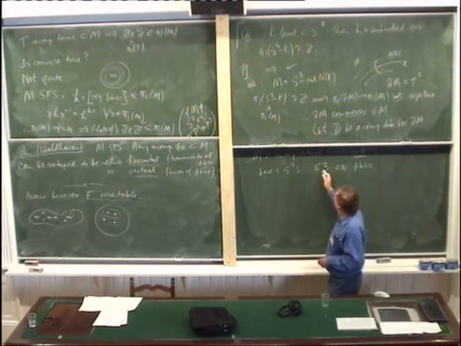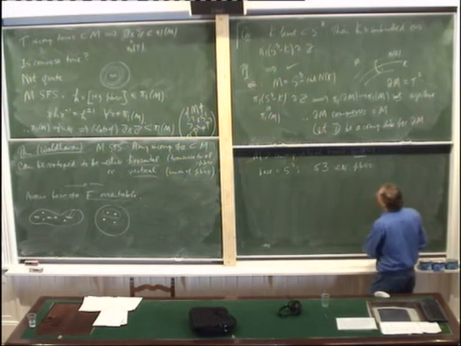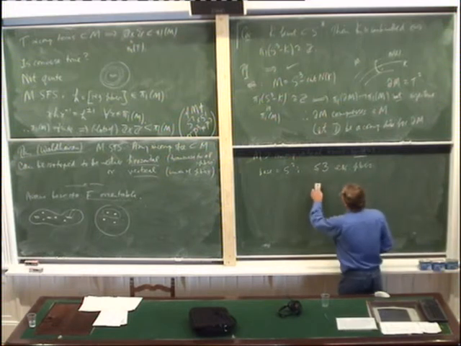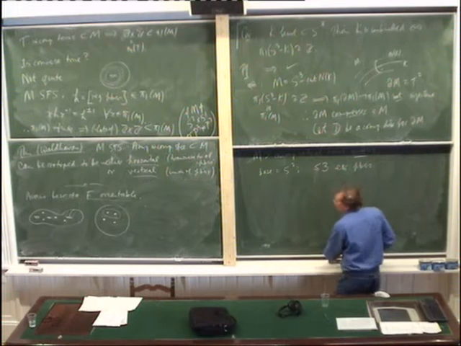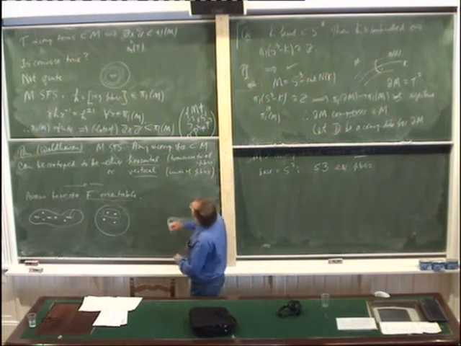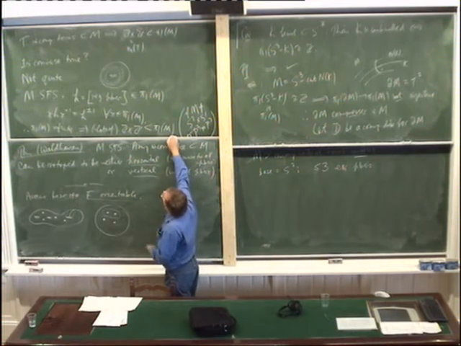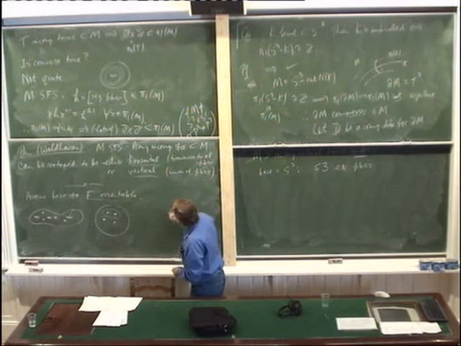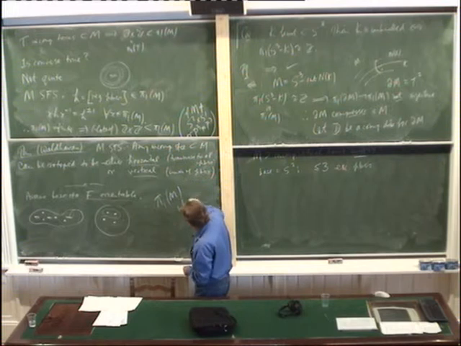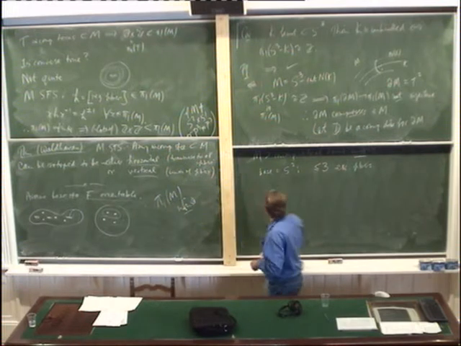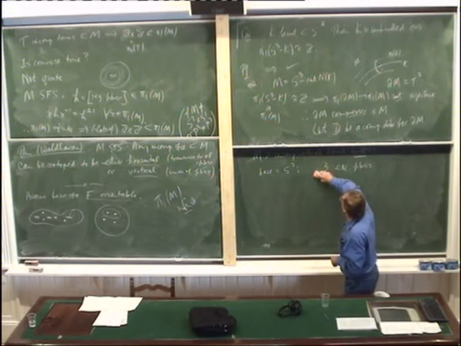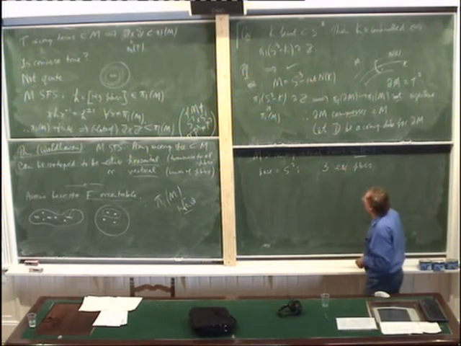Now, of course, if I assume that pi 1 of M is infinite, which I should have been doing here, so again, let me just assume that pi 1 of M is infinite, because that's the only case where it matters. Then, of course, you can't have at most 2 singular fibers.